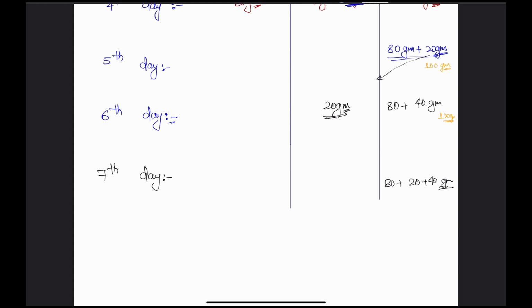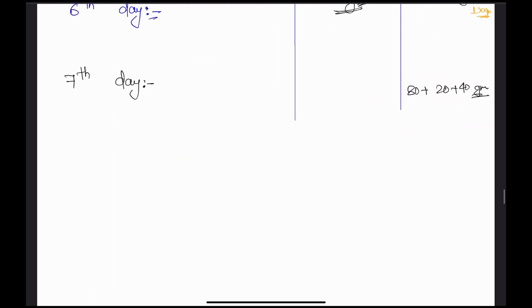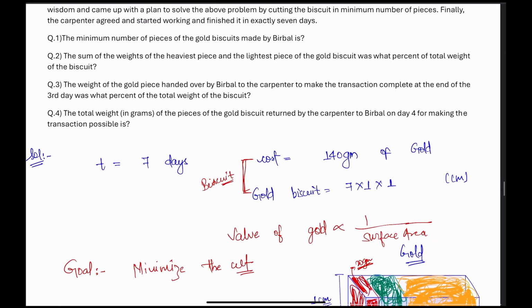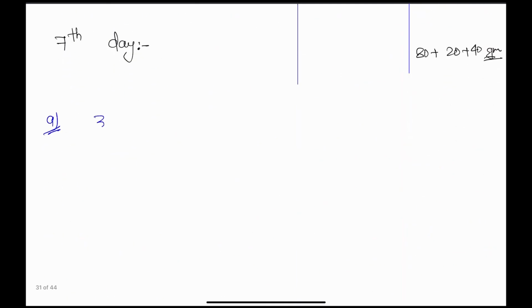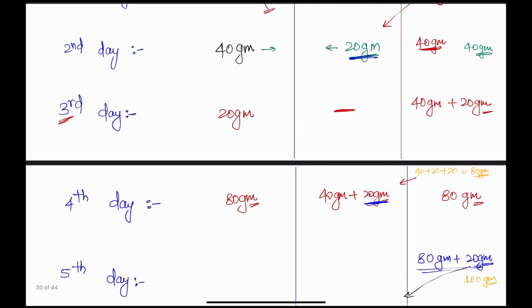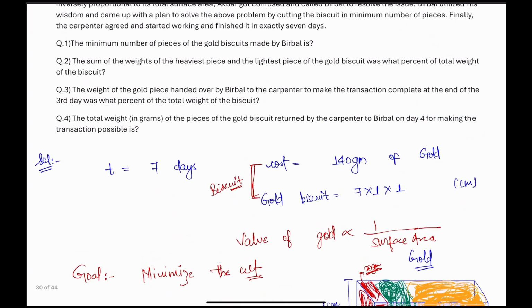So how many pieces? Let's just start solving the first question. The first question was the minimum number of pieces of the gold biscuit made by Birbal. So the answer of this one is 3, right? So the first answer is 3. And let's try to solve the next question.